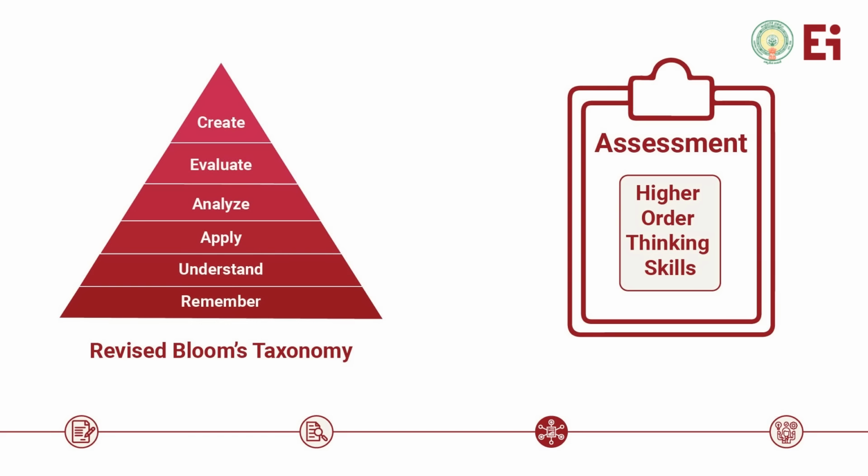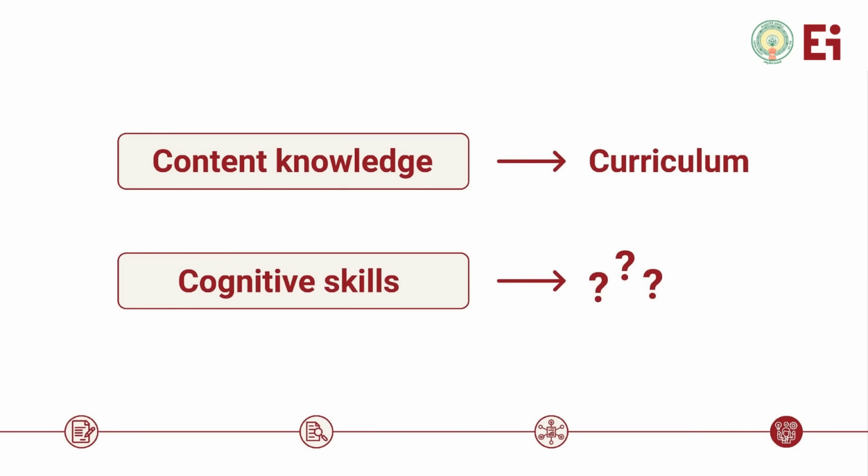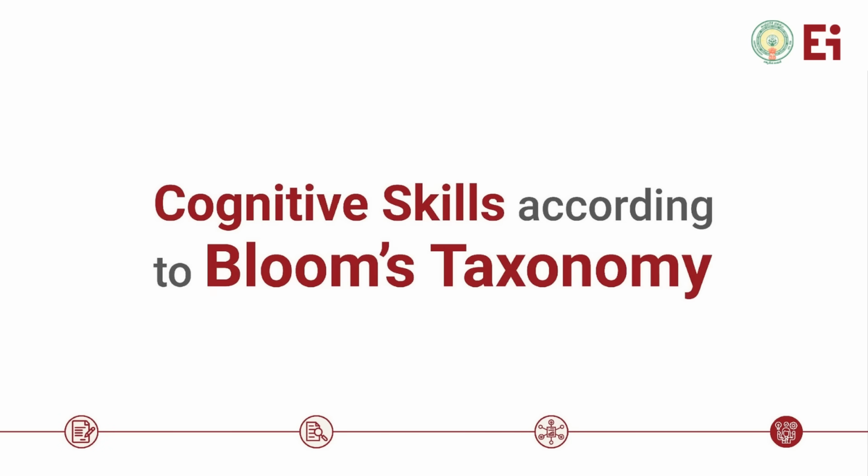But does this mean that we can only give higher order skills questions in our assessments? The answer is no. We need to know if a child has mastery over lower order thinking skills. Therefore, it is important to have items from a range of thinking skills. This will be extremely helpful to then take appropriate remedials and interventions. Content knowledge is derived from the curriculum, but how do we decide on the cognitive skills? We can use the Bloom's taxonomy to choose the cognitive skills to be tested.